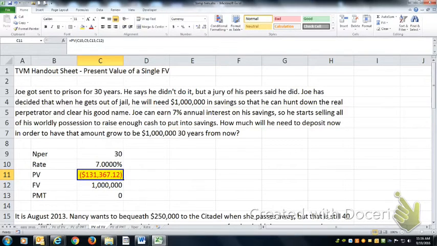$131,367. Now, if he deposits $131,000 today, he's going to earn roughly $870,000 interest, so that between the interest and the original amount, he'll have $1 million 30 years from now.